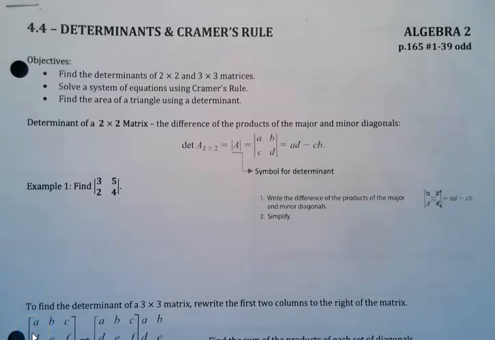All right, today for 4.4 in Algebra 2, we're doing determinants and Cramer's rule, so still on our matrices. Today our objectives are to find the determinants of 2x2 and 3x3 matrices, solve a system of equations using Cramer's rule, and the last part, find the area of a triangle using a determinant.